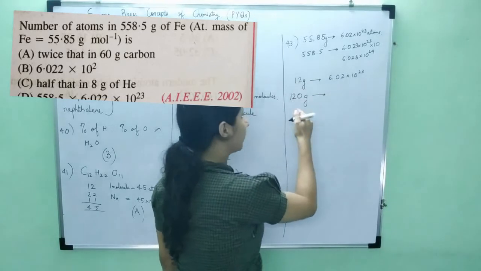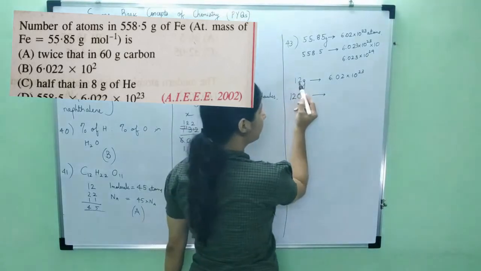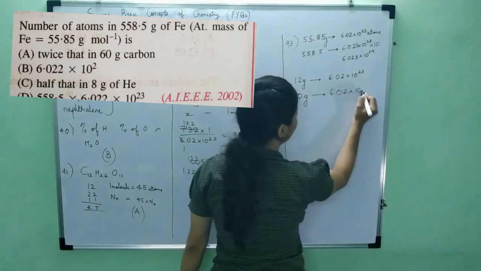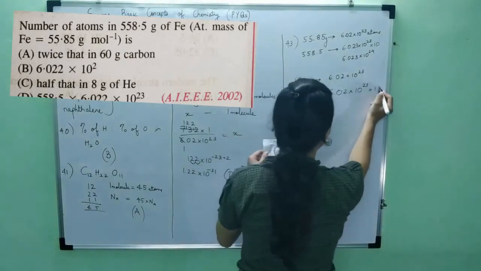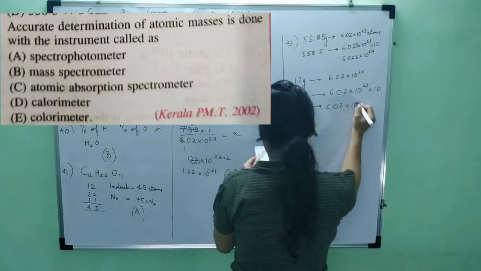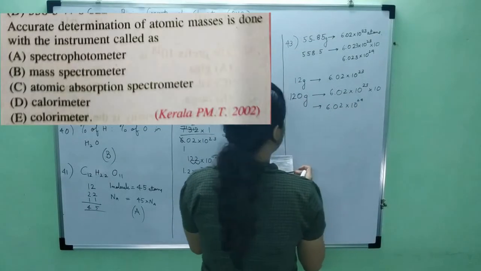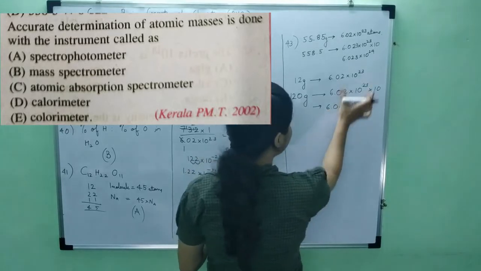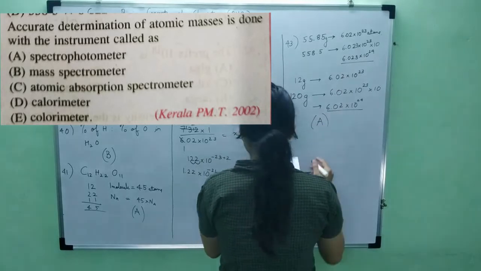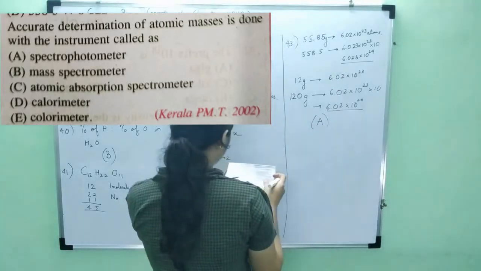So 120 gram, again see, from 12 we are increasing to 10. So this would also be increasing to 10. So 6.02 into 10 to the power 23 into 10, which is 6.02 into 10 to the power 24. Right? So this is also the same number of atoms. This is also same. So the right answer is what? Option A.